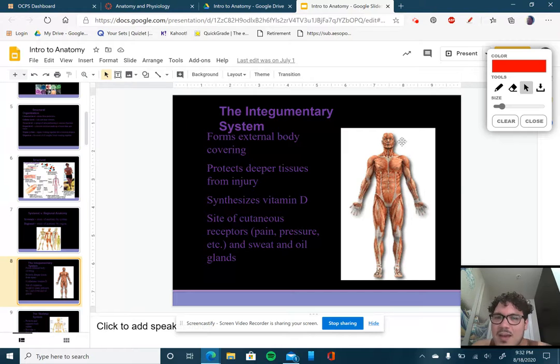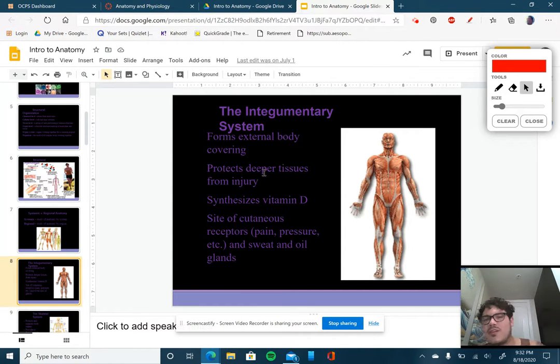Also, I noticed this was a picture that I originally uploaded for the Integumentary System when I made these slides years ago, and I just realized it's all muscle. The skin would be on top of the muscles, I guess, if that's contextually correct.